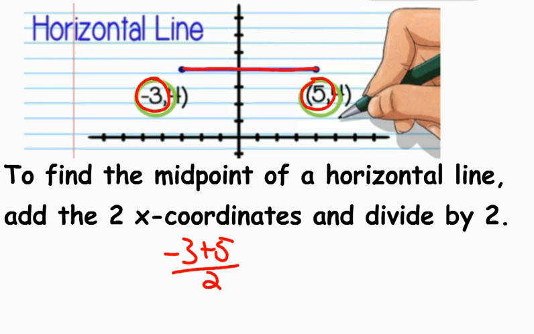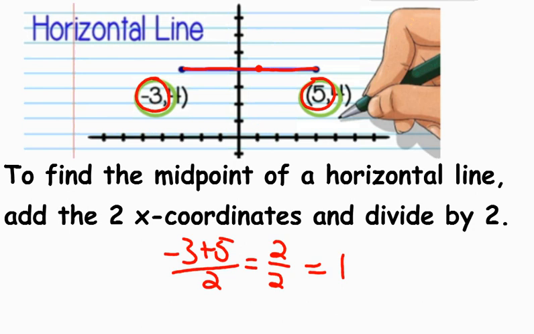All right, so negative 3 plus 5 is 2 divided by 2, which is 1. Now keep in mind, I'm only talking about my x coordinates right here. So this means that when x is 1, I'm going to go ahead and put a point up on that line.